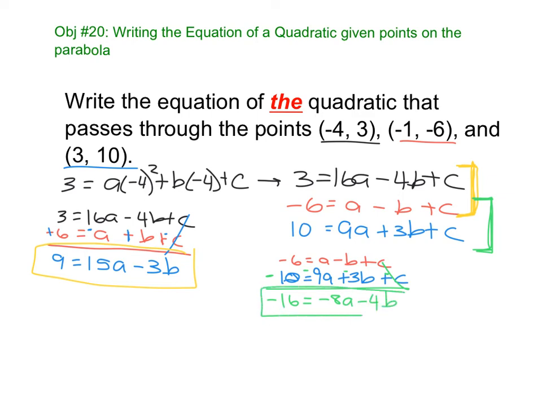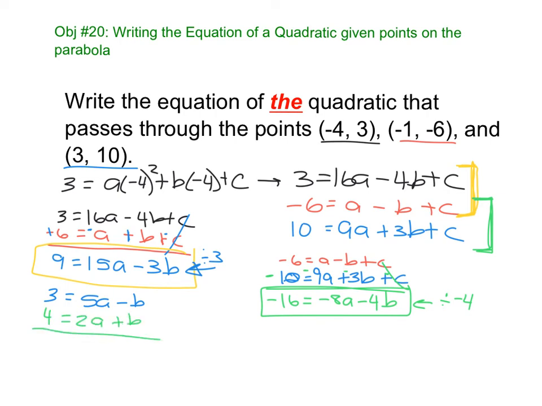So now I have the yellow and the green that I just circled. Those 2 only have a's and b's in them. So I'm going to work with those to solve for a and b. If you notice with this one, I can divide everything by 3. So 3 equals 5a minus b. And with the green one, I'm going to divide everything by negative 4, because that gives me 4 equals 2a plus b.